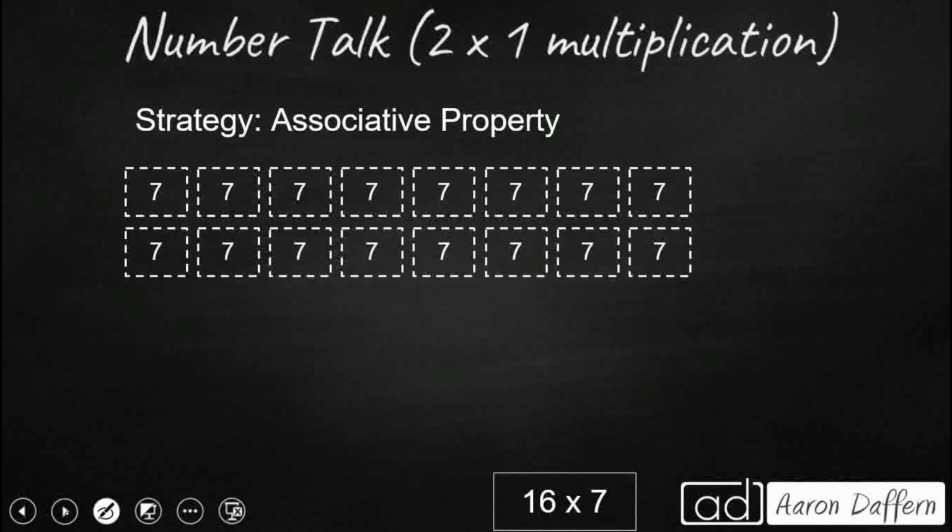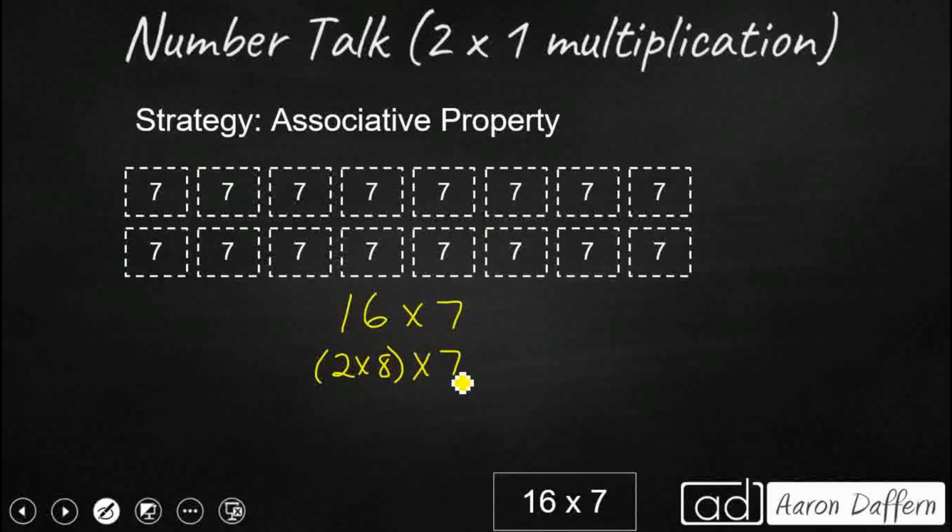And let's take a look at the associative property next. So the associative property is the grouping property. So I'm going to take my 16 times 7, and I'm going to take my 16, and I'm going to say, you know what, let's break that up. I'm not going to add this time. I'm going to keep multiplying. 2 times 8.